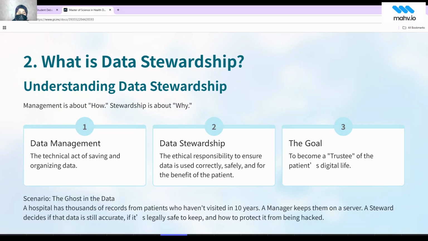So the scenario is the cost of the data. The hospital has thousands of records from patients who have not visited in 10 years. A manager keeps them on a server. The steward decides if the data is still accurate, if it is legally safe to keep, and how to protect it from being hacked.